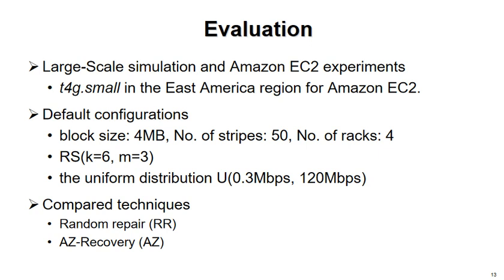We run experiments on simulation and Amazon EC2. We launch instances of the type t4g.small in the US East region for Amazon EC2. For default configurations, we set the block size to 4 MB. The number of strides is 15. The number of racks is 4. We choose RS(6,3) as the initial coding. The bandwidth between the racks obeys a uniform distribution across the measurements of the real-world network.